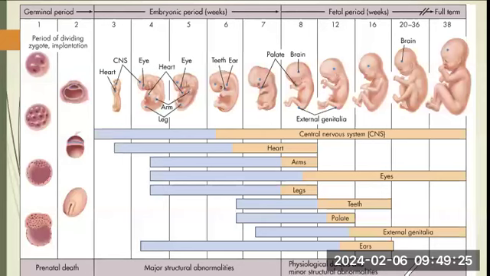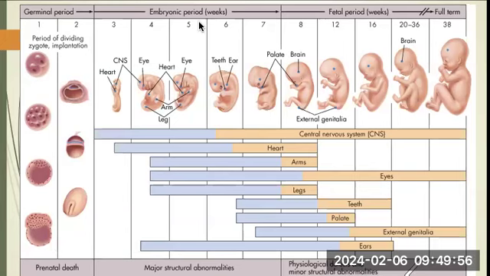So cephalocaudal and proximo-distal. This is a really important chart for you to know because it shows the development and what's happening. So as you can see, germinal period of dividing zygote and implantation, right? What could happen if the mom's exposed to teratogens or things like that? Prenatal death. So in the germinal period, if something goes wrong, it's likely that the pregnancy will terminate.